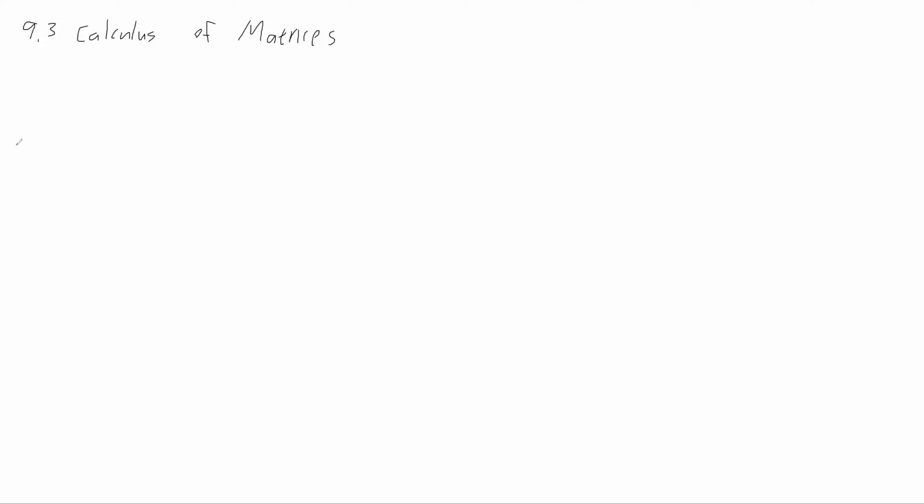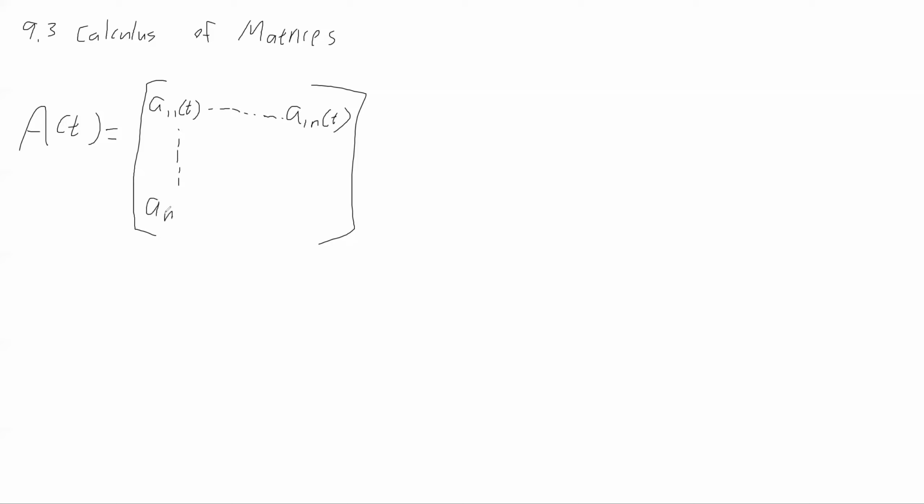So let's say we have a matrix A of t with independent variable t. That looks like this, right? So we have some matrix, and then each entry is going to be some function of t, up to a1n of t, and then am1 of t, and amn of t. So we have a matrix, and all the entries are just some function of t.